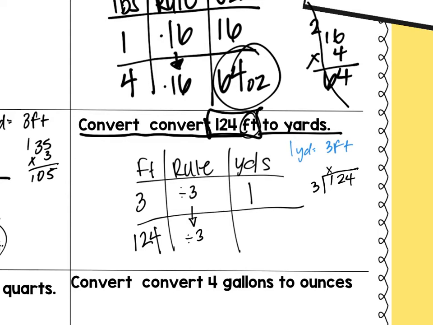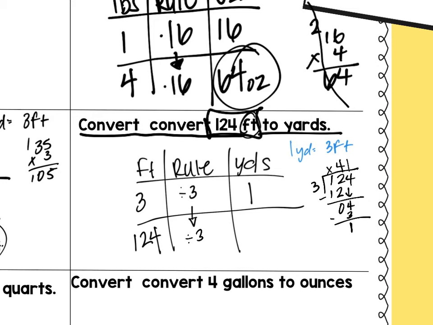And I know that 3 goes into 12 4 times. 3 times 4 is 12. Now I can subtract. 12 minus 12 is 0. Bring my 4 down. 3 goes into 4 1 time. 1 times 3 is 3. So 4 minus 3 is 1.